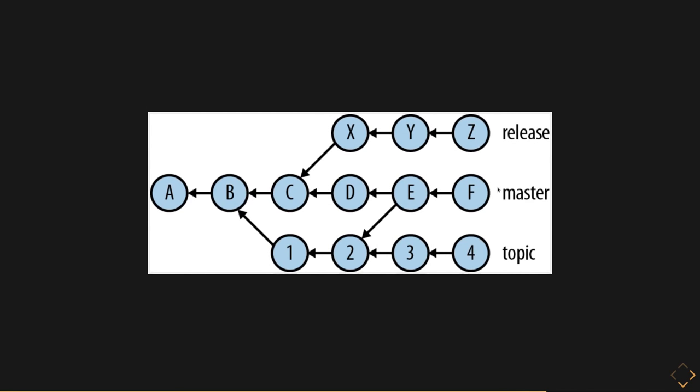And of course, the visual representations of that DAG might differ. That's not essential. What's essential is how things are connected. So this is yet another representation of a commit graph in Git. Someone has even labeled some branches here. Z is labeled as release, F is labeled master, and 4 is labeled topic.